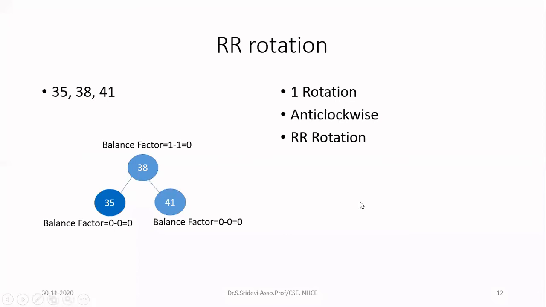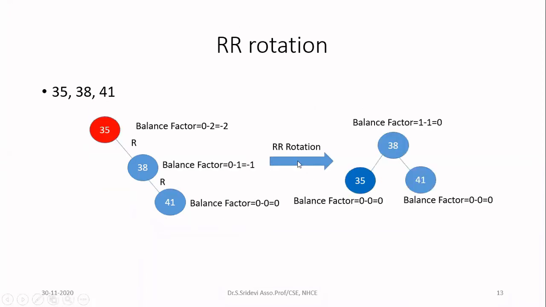Now let us go on to the next rotation. Before that, this is a summarization of RR rotation. First we started with this type of tree. It is RR imbalance because it is heavy in the right subtree, and we have done RR rotation. This rotation is named only after the imbalance. Our imbalance is RR, so we have RR rotation, but actually we are doing rotation in the anti-clockwise direction. After the RR rotation is over, we get the tree like this, so it is balanced now.